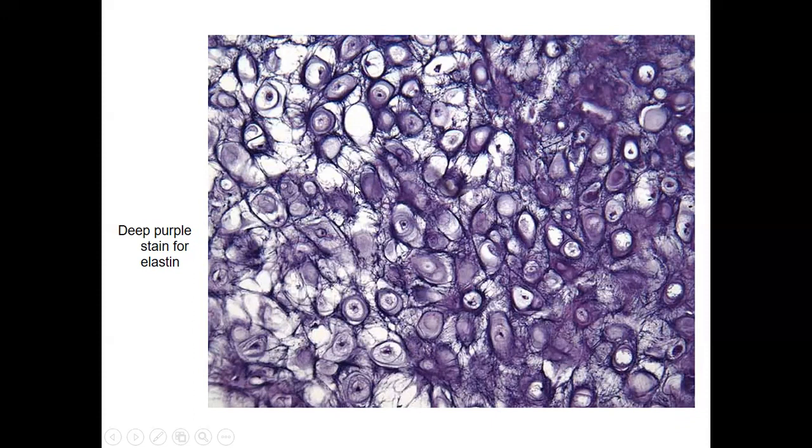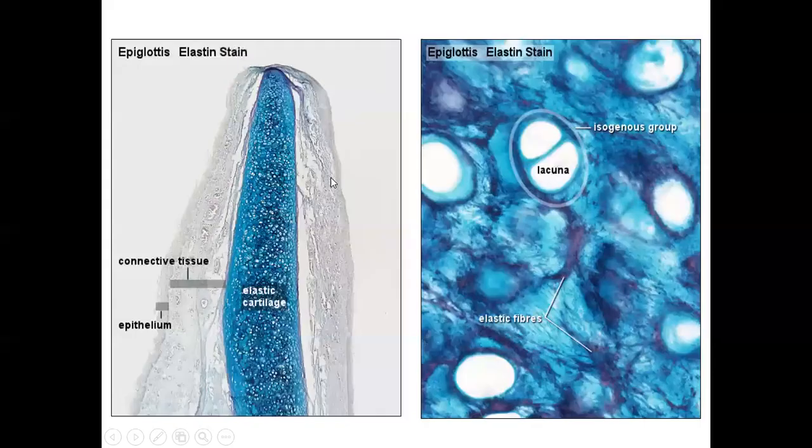The territorial matrix surrounds the area of the lacuna. You can see here the darker color, the elastic fiber, more darker color. So the elastic fiber is larger in size compared to the interterritorial matrix elastic fiber.